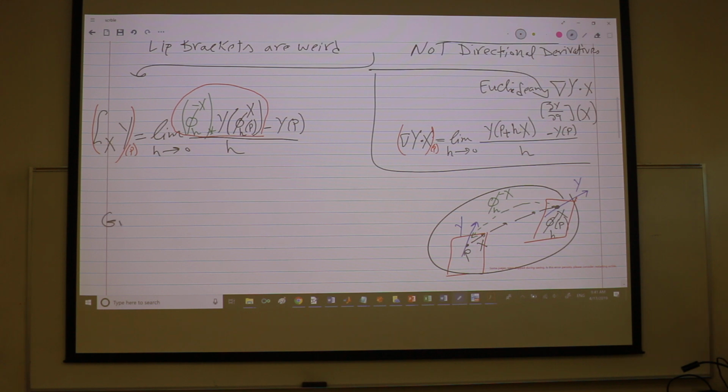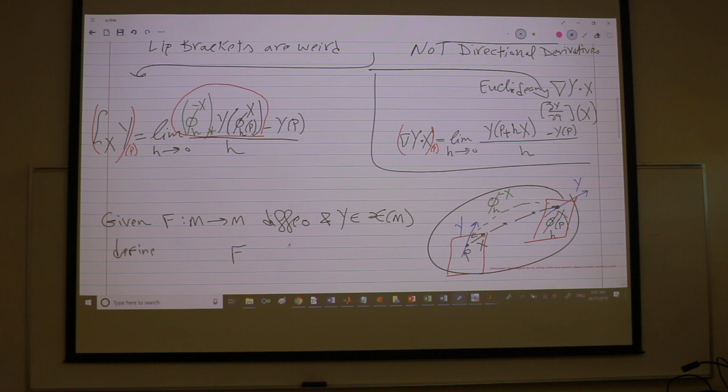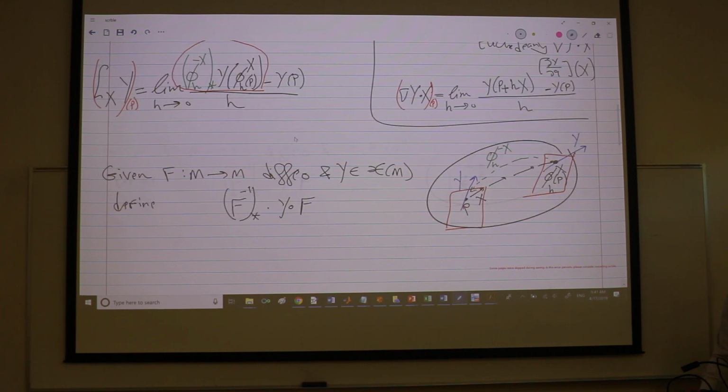So given f, a diffeomorphism, so it maps M to M, and given y a vector field on M, I will define the following map. So y composed with f, this is a vector field, and f inverse, the push forward of it, multiplied by this guy gives you a new vector field. So this is what we did exactly here.